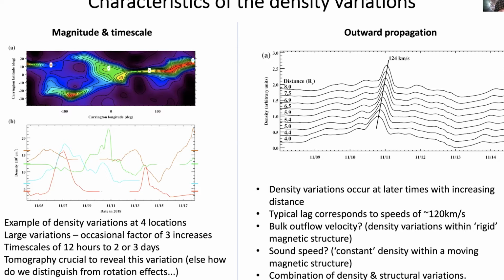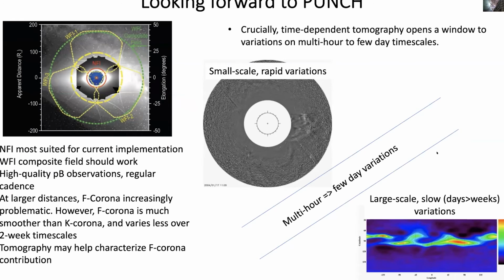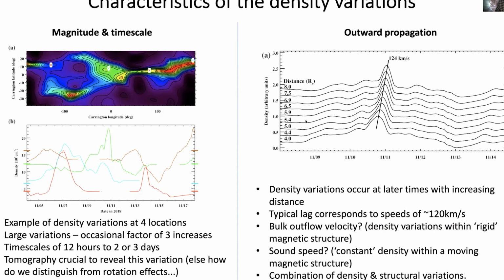So this is a newish phenomenon. If I plot the density as a function of time at several heights, for one fixed longitude and latitude over time, and I do this for several heights between 4 and 8 solar radii, what I see is a lag with increasing height. The speed corresponding to this lag is around 120 kilometers a second.